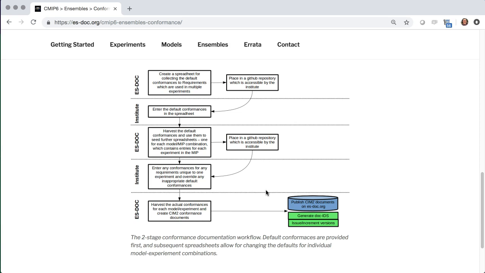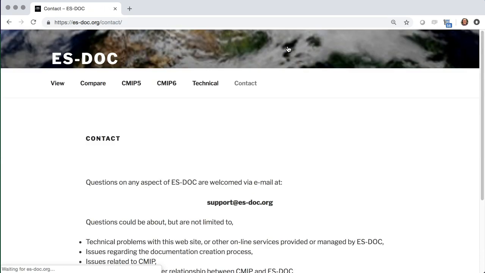A video guide about entering conformance information will be available soon from ESDoc. If you have any queries about the information presented here, you can contact us via the support email address on our contact page.